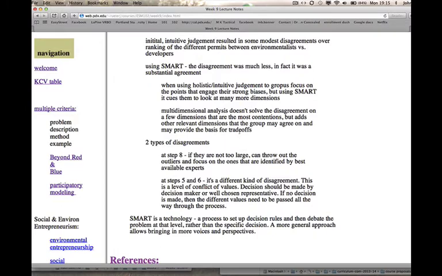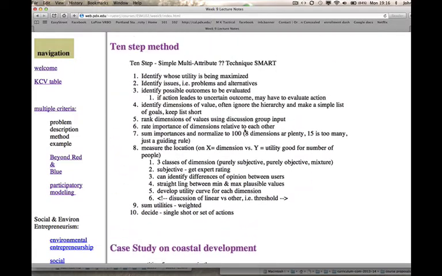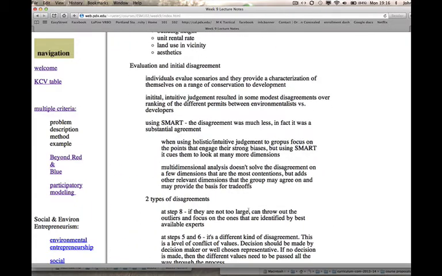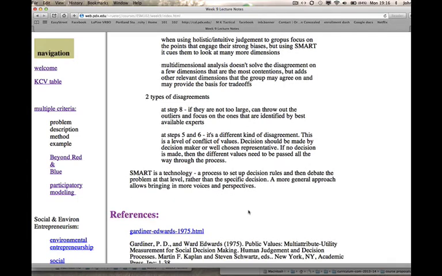The first type was at step 8 up there, where you're looking at very specific steps in very specific attributes. And if those were not too large, they could just throw out the outliers and keep the main factors. That means, like, are you going to make a parking lot that's for 150 cars or 125 cars? You can just figure out what's an intermediate level there. But if there was a disagreement in steps 5 and 6, that is, rank the dimensions and rate the importance relative to each other, that is really where it's a different kind of disagreement.